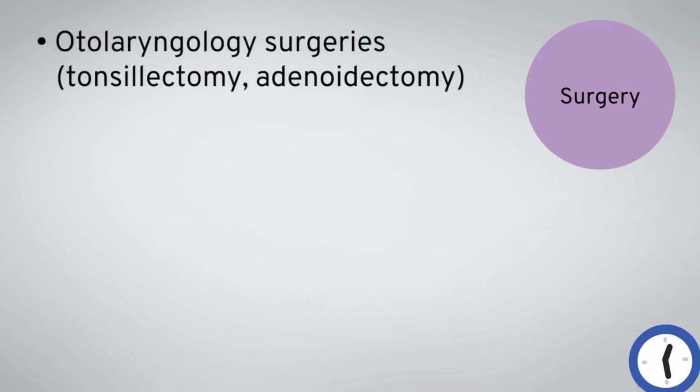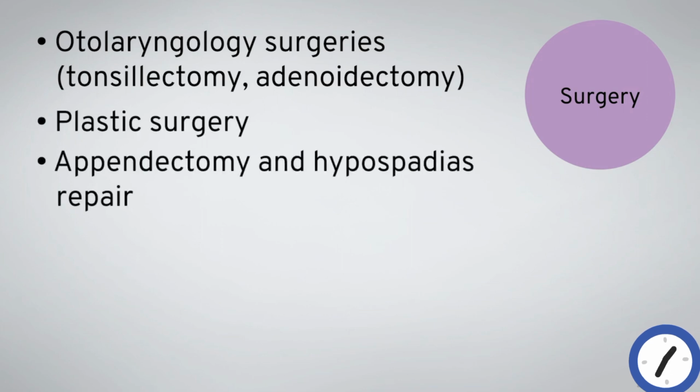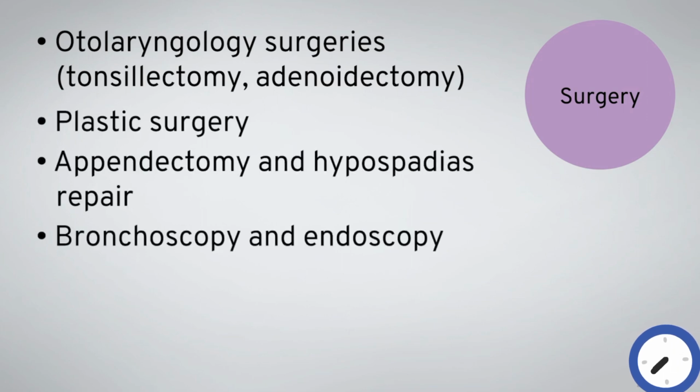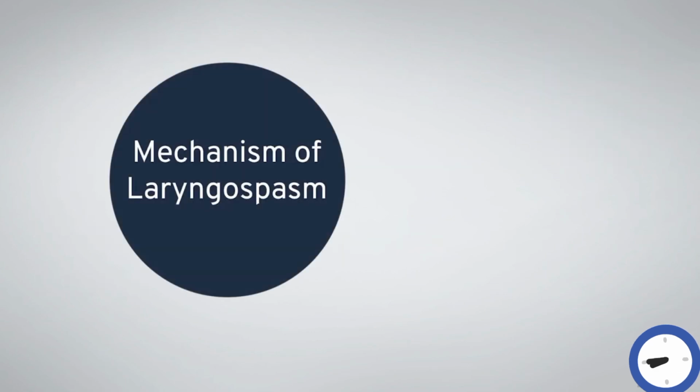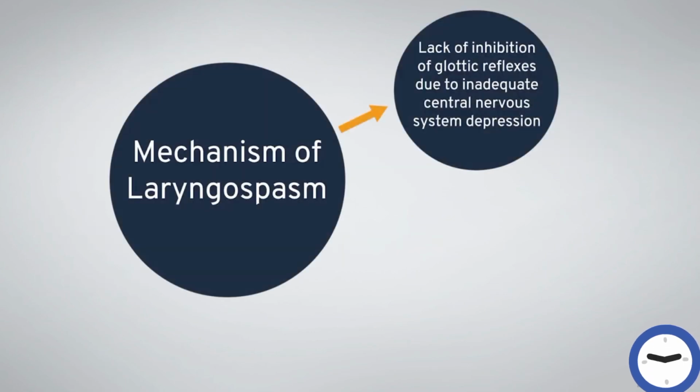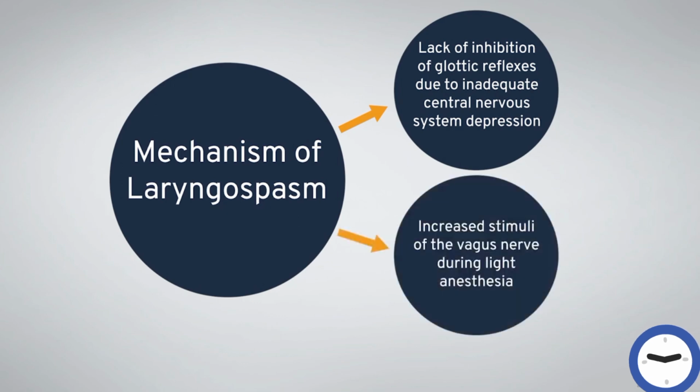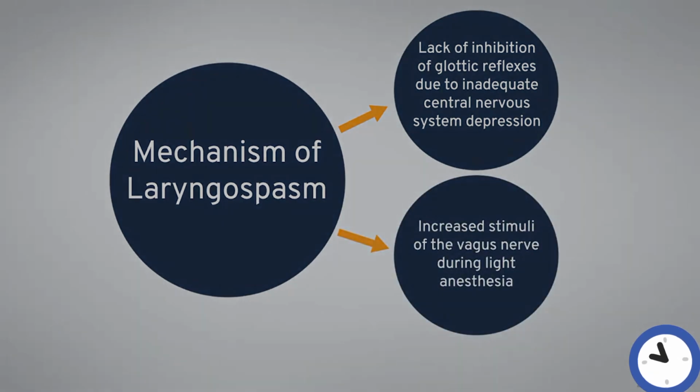Those surgeries include otolaryngology surgeries, especially tonsillectomy and adenoidectomy, plastic surgery, appendectomy and hypospadias repair, bronchoscopy and endoscopy, and thyroid surgery. The mechanism for laryngospasm is the lack of inhibition of glottic reflexes due to inadequate central nervous system depression and increased stimuli of the vagus nerve during light anesthesia.